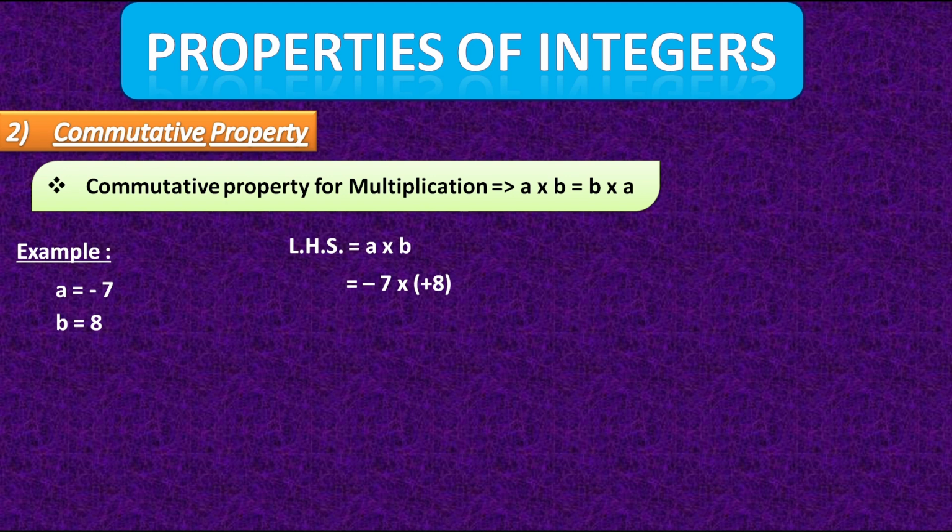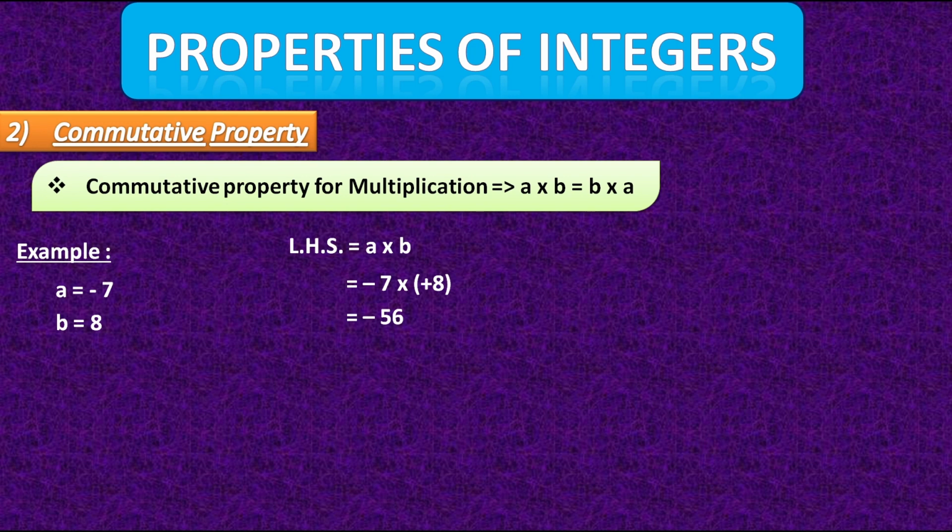Now after writing 56, we have to give a sign for that, as these are integers. We have to check the signs of the integers which we have used. Here both the numbers have different signs. As both the numbers have different signs, we give the negative sign to the answer. If they had the same sign, then we would give the plus sign to the answer. Therefore the answer is minus 56. So we got the LHS as minus 56.